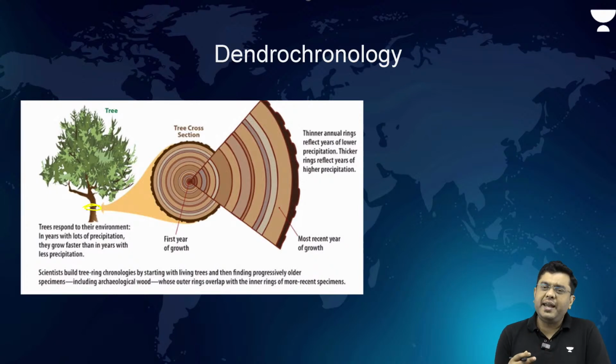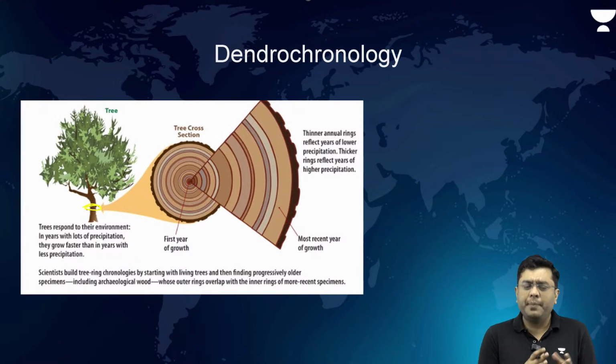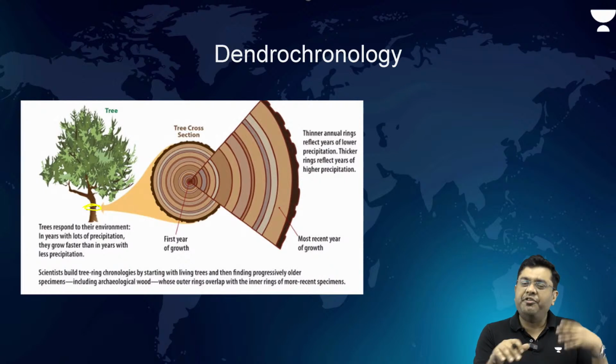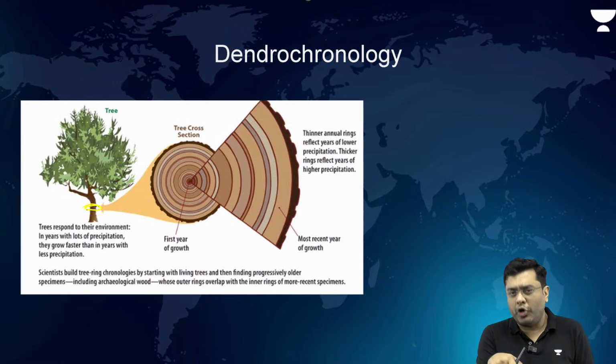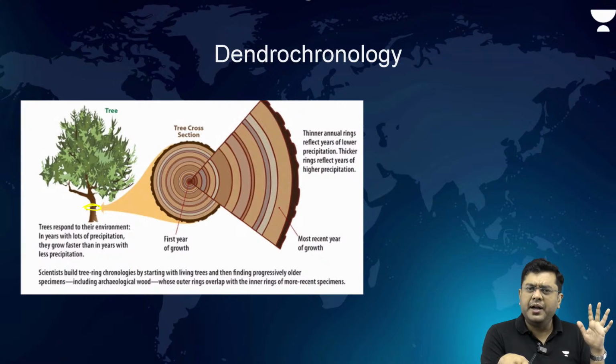Now each of these rings basically indicate the conditions during the time of the growth. Why? Because when we talk about the rings of the trees, they include the vessels carrying nutrition and water, the xylem and the phloem. Now let's suppose the conditions are very adequate. Moisture availability is there for a tree. There is adequate sunlight available for the tree. Then what will happen? The trees will grow very nicely, quickly.